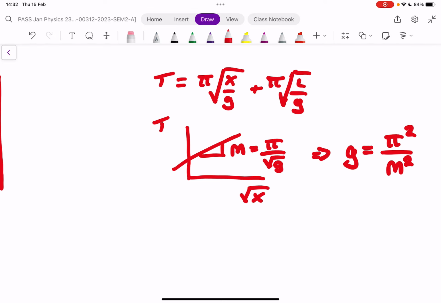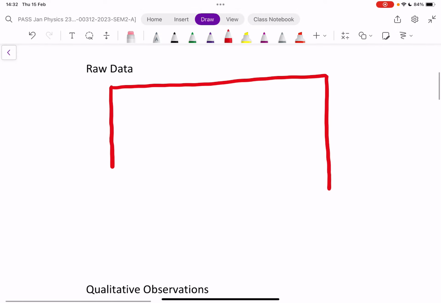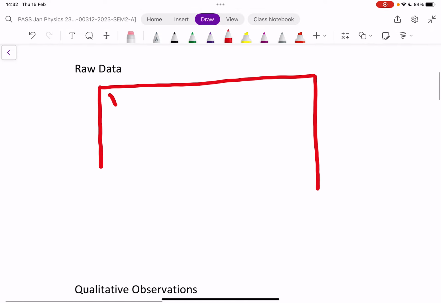So what we need is to collect the data to be able to plot this graph and then make that calculation. So we need to collect values of t and x. We're going to calculate root x later so we can plot it. And actually, we're not even going to collect values of t, we're going to collect values of 10t. So our results table needs to contain x. Probably in centimetres.